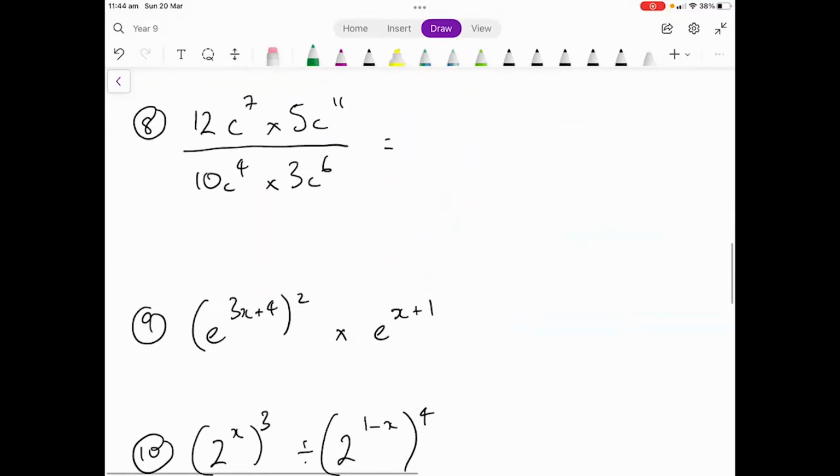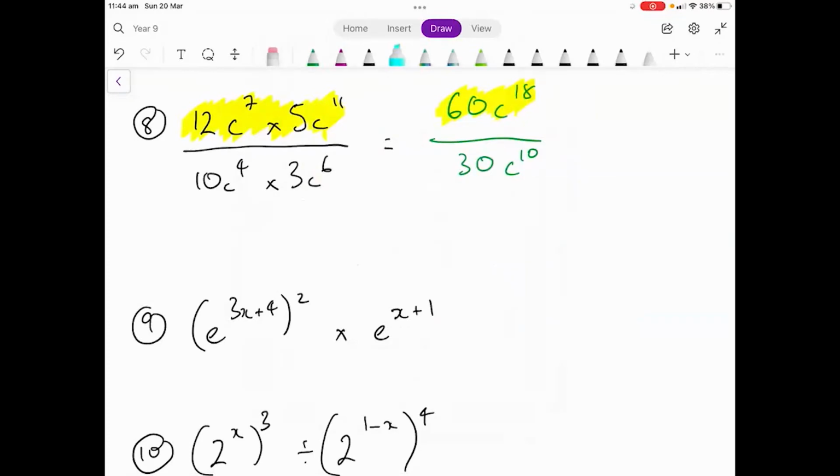Question 8, there's many different ways to do this. I'm just going to break it into 2 parts, the numerator and the denominator. This will ensure that if it's a 2-mark question, you get 1 out of those 2 marks. So you simplify the numerator. 12 times 5 is 60. 7 plus 11 for the powers becomes c to the power of 18.